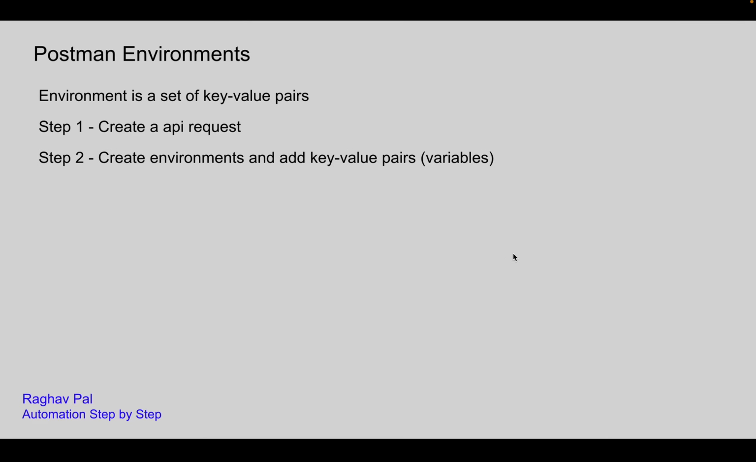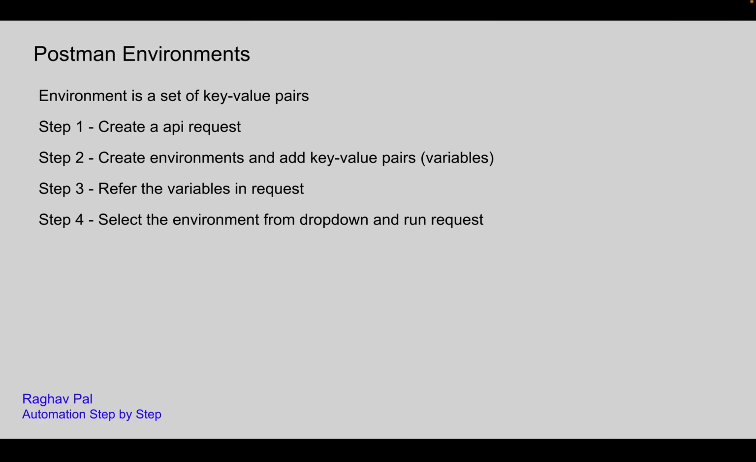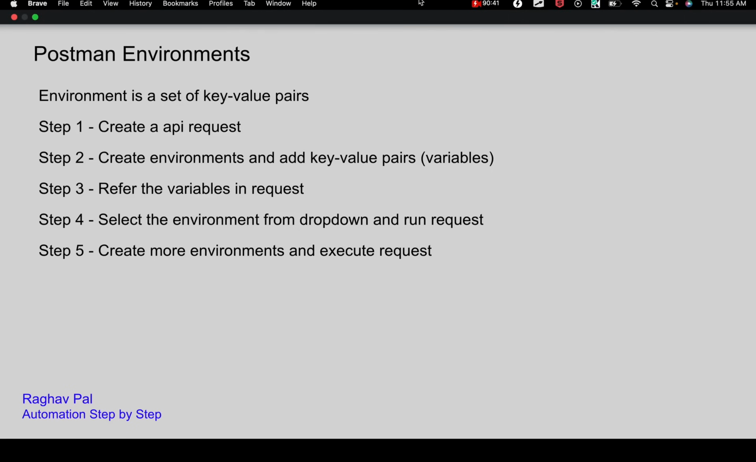Okay, so we have already seen these are key value pairs. These are variables that we create at environment level. We can refer to the variables in requests. We can select the environment from the drop down, and then we can create more environments and execute the requests. Okay, so this is how we can work with environments in Postman.